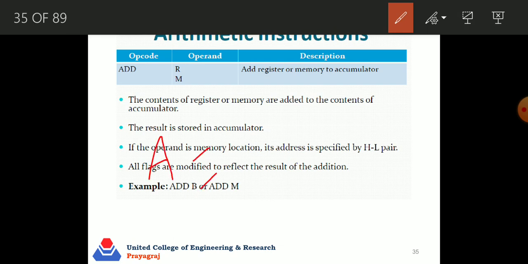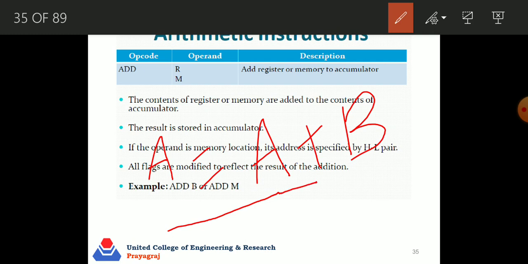The meaning of ADD B is A equals A plus B. Means as we write the instruction ADD, the meaning is A equals A plus whatever the operand is. If it is B, we write B. If it is C, we write C. If it is L, we write L. If it is M, we write M. It adds both registers, and the result is stored in the accumulator.